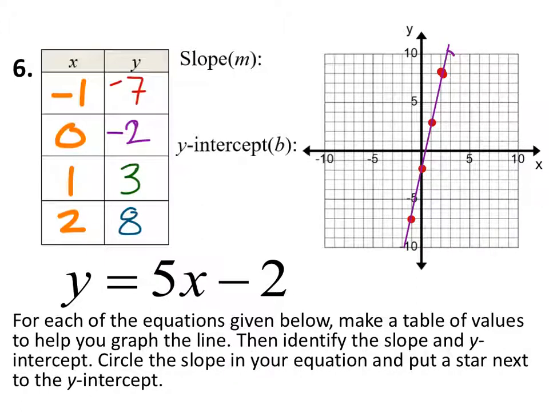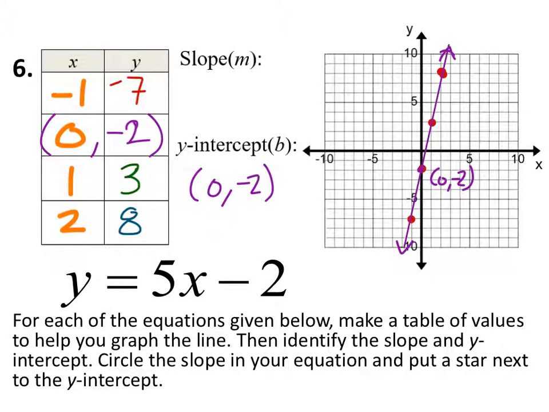Something like this will do. Alright, so we've completed the table and the graph. The next thing we want to know is the slope and the y-intercept of the line. And we already know the y-intercept, which was given in the table and is shown on the graph here at this point, 0, -2. So the y-intercept is 0, -2.